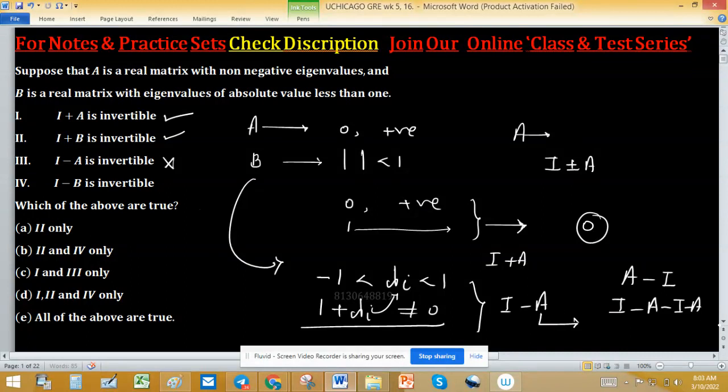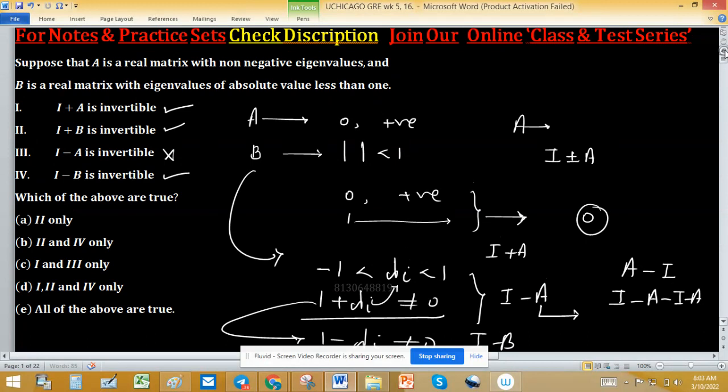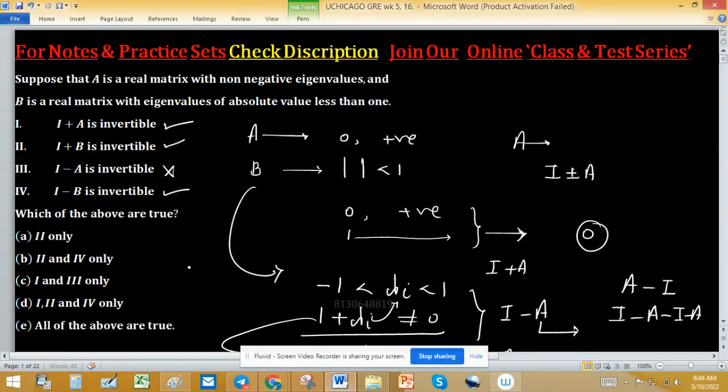Similarly, as we already mentioned, the reason is that 1 minus lambda i for matrix I minus B is never 0. So I minus B is invertible. Now we have to choose which combination is true. First, second and fourth. Option D is correct and the others are wrong.